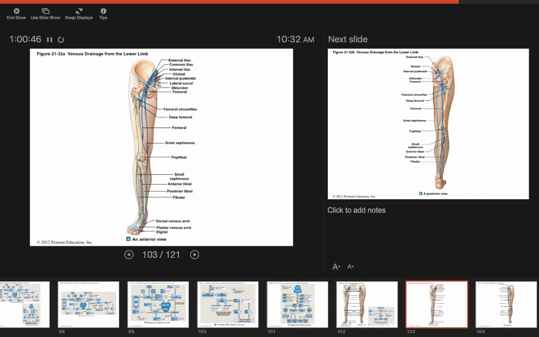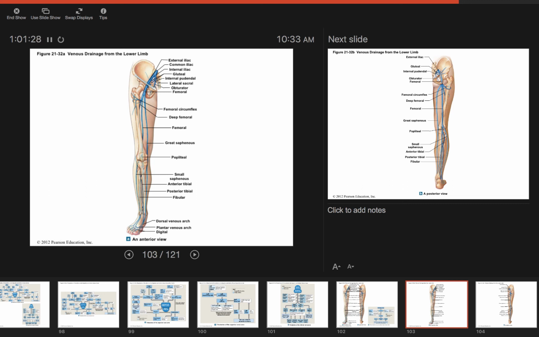Okay, so here's the leg. Here's the femoral vein. The femoral vein is going to travel down to the knee, and it's going to divide into the anterior tibial, which goes around to the front, and the posterior tibial, which will remain on the back of the tibia. One of the other branches that comes off of the femoral is way up high in the thigh, and that branch is going to go down the inside of the thigh all the way down to the ankle, and that is called the great saphenous vein.